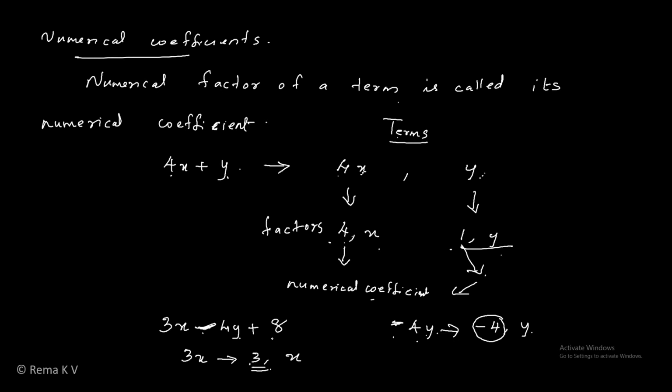Okay. Now this 8, the last term 8 is called the constant term. It is a constant. It has no variable in it. So it is called the constant term.